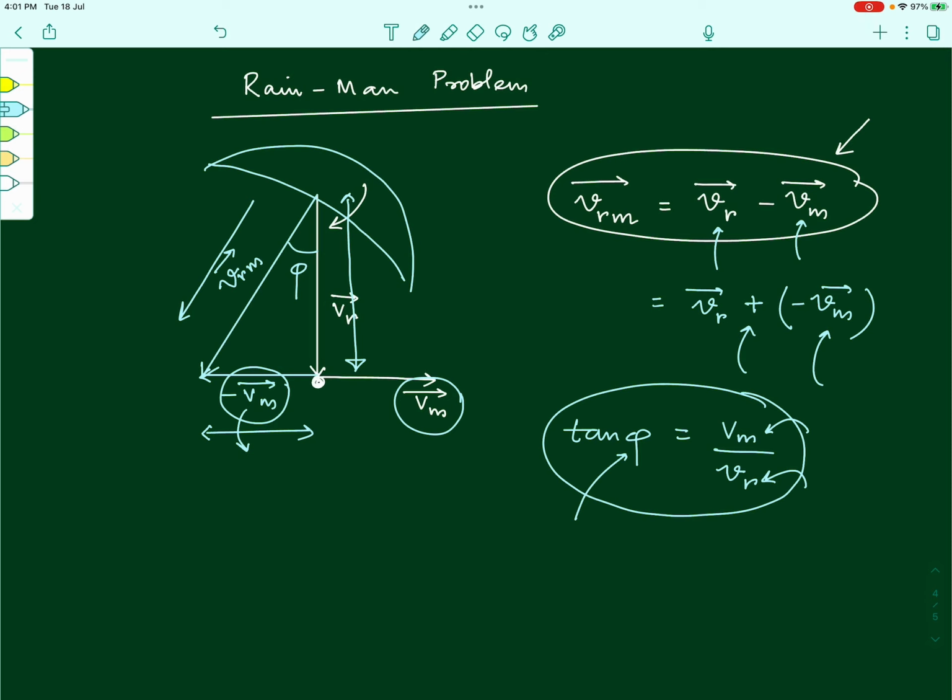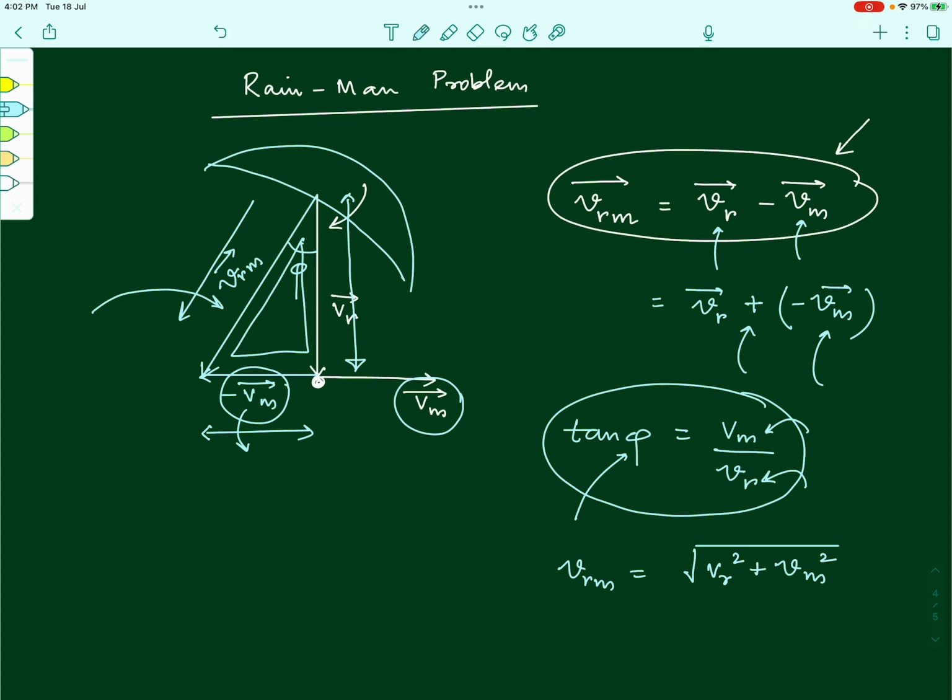We can also find out with what speed the man sees the rain falling with respect to him. That is the magnitude of this vector Vrm here. See that the magnitude of Vrm we can obtain using the Pythagoras theorem once again from this right angle triangle. Can we say Vrm will be square root of Vr squared plus Vm squared? Isn't it? So from here we can find out both the things, the magnitude of the velocity of the rain with respect to man, as well as the direction of that, and then we can find out the direction in which the umbrella should be held by the man.